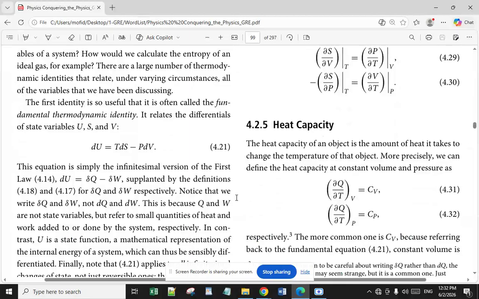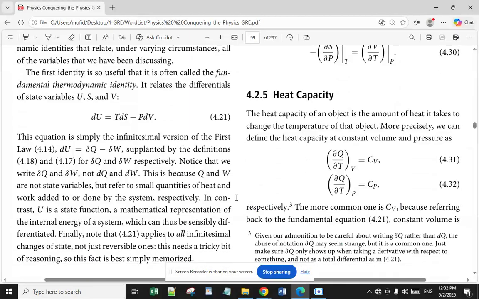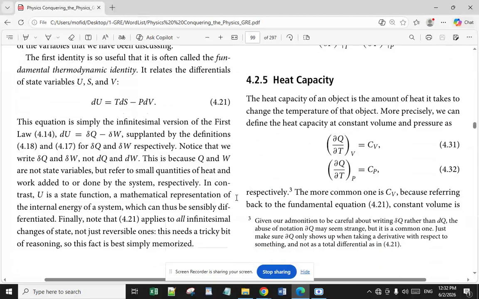In contrast, U is a state function, a mathematical representation of the internal energy of the system, which can thus be sensibly differentiated. Finally, note that 4.21 applies to all infinitesimal changes of state, not just reversible ones. This needs a tricky bit of reasoning, so this fact is best simply memorized.